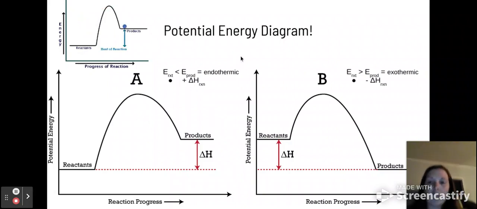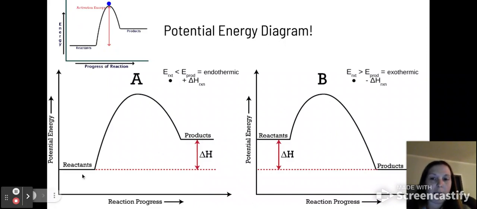In the first one, this one is from beginning to end, you see that the products line is higher than the reactants, which means the products have more energy. When the products have more energy, that means it was absorbed in the system, which means this is endothermic. If the reactants have more energy than the products, then energy was ultimately given off, which means that it would be exothermic.